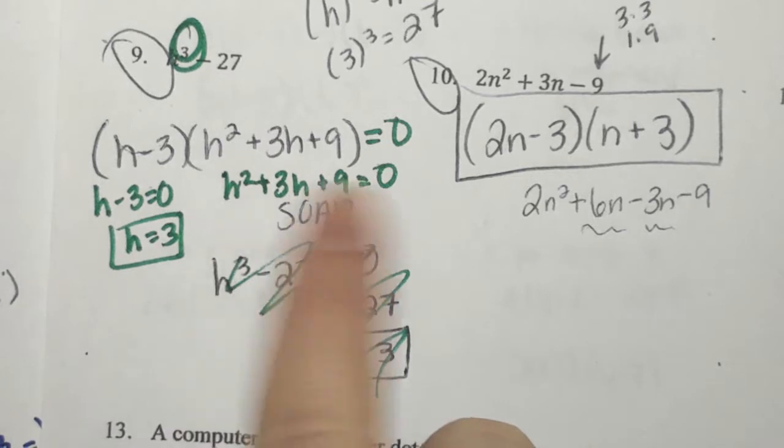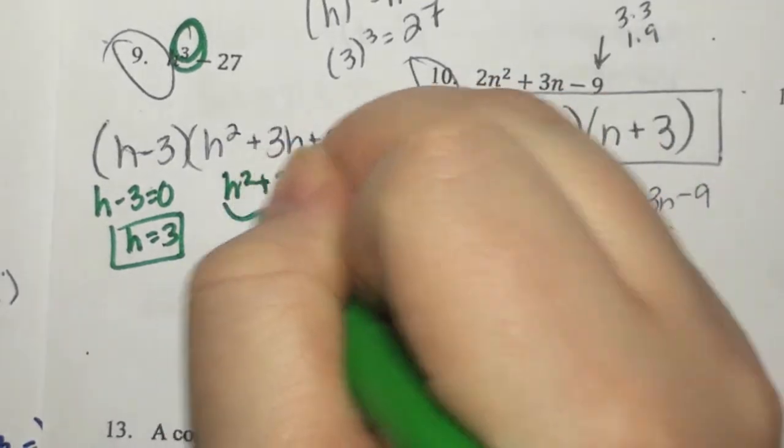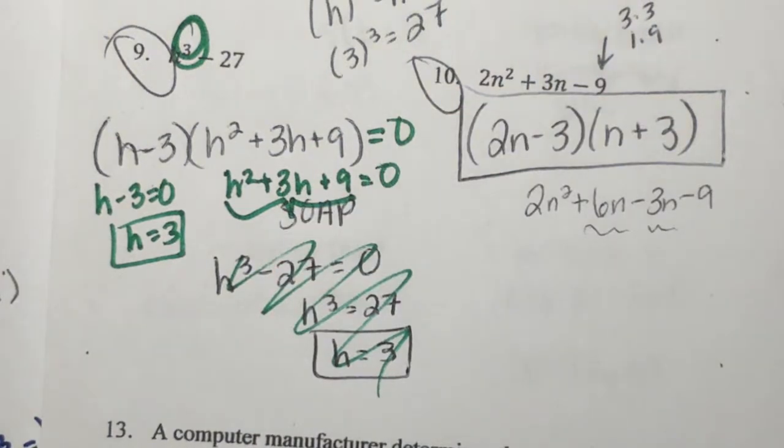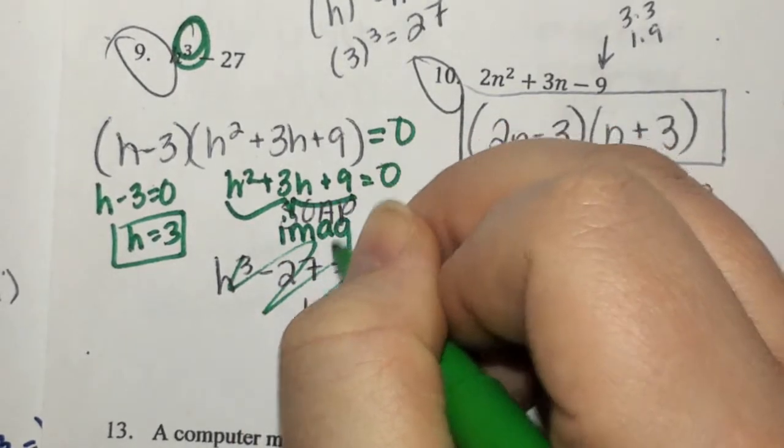Why can I not actually solve this? It's not factorable, and why is it not factorable? What kind of solutions are they? They're imaginary solutions. 2 and 3 get a point.